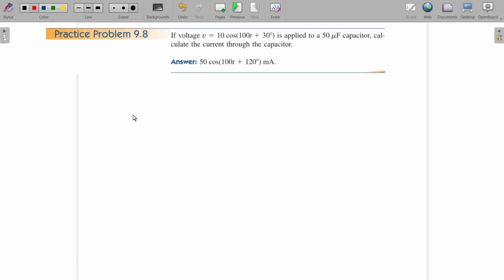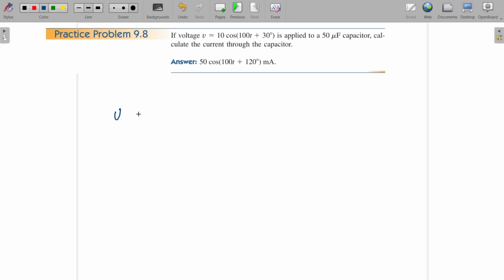Hello everybody, now we are going to solve a problem from Fundamentals of Electric Circuits by Alexander and Sadiku's 5th edition. This is practice problem 9.8 and the question is: if voltage v equal to 10 cos(100t + 30 degrees) is applied to a 50 microfarad capacitor, calculate the current through the capacitor. So we are given the voltage applied across the capacitor and we are asked to find the current through the capacitor.